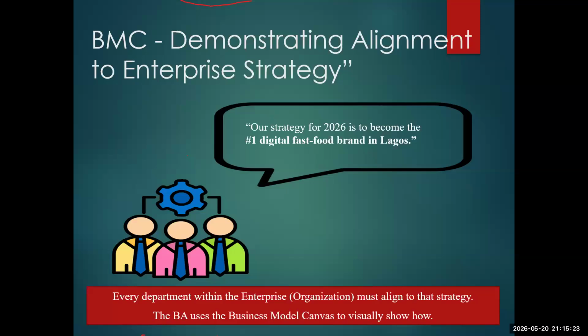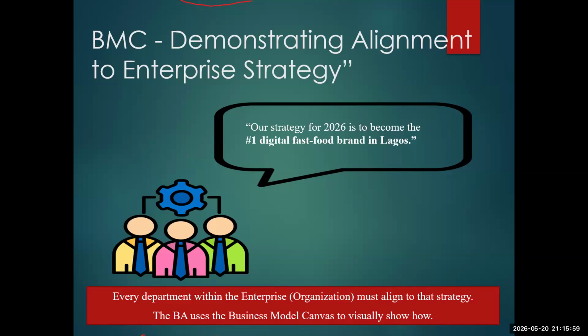The fourth, and not the least, is that it demonstrates alignment to the enterprise strategy. So now management have seen the light. They know better. They've seen where their problems are. All these years, we've just been doing nonsense. Can you imagine? Now our strategy for 2026 is that we want to become the number one digital fast food brand in Lagos. They've understood that the old way is not working anymore.